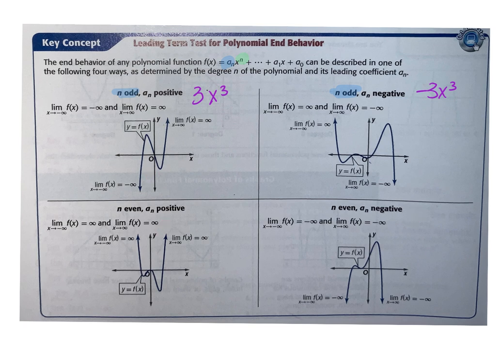Even. So this would look like 3x squared, negative 3x squared. When it is even, it will go the same direction: up if it's even with positive, down if it's even with negative. And that shortcut will work for any of your polynomial functions here.